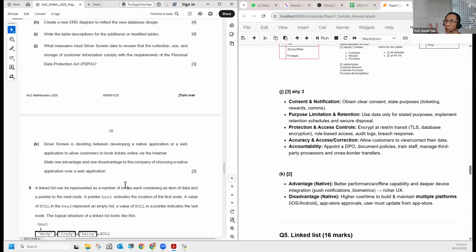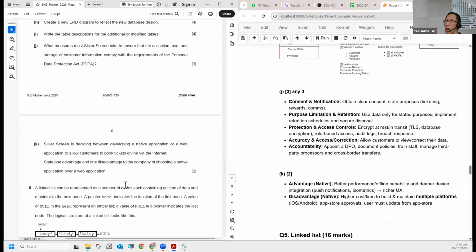So what are the features of a native application? It makes use of your GPS. It makes use of the scanning of your face and your thumb. It makes use of your camera. It even makes use of the data that you store inside your handphone. So a native app requires installation, and it can make use of some of these built-in functions within your device itself, compared to a web app.